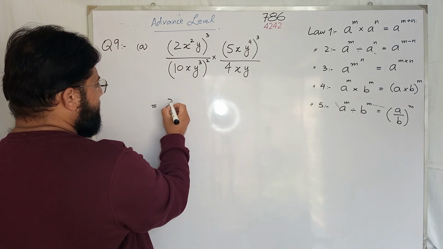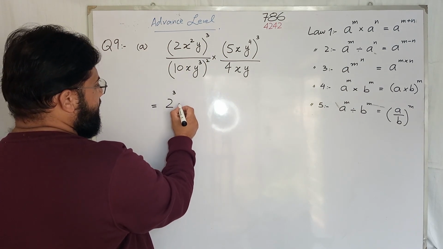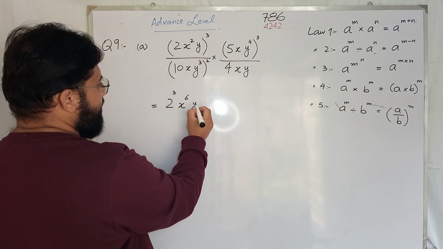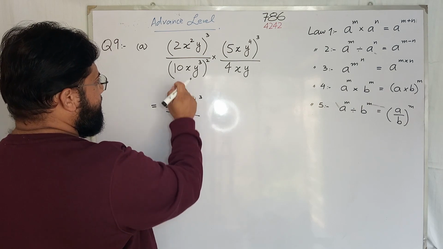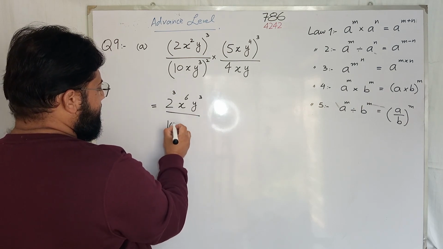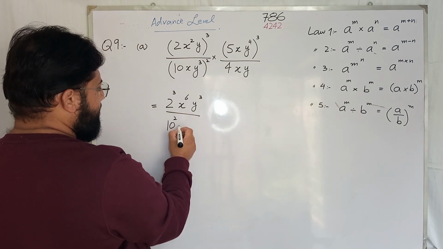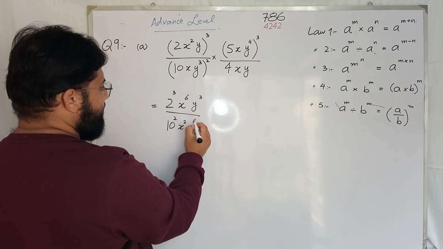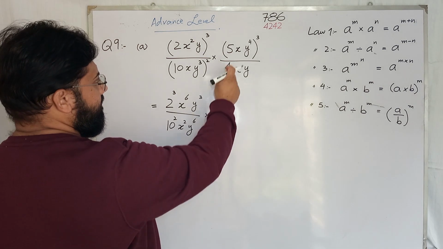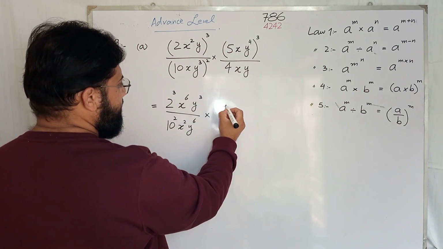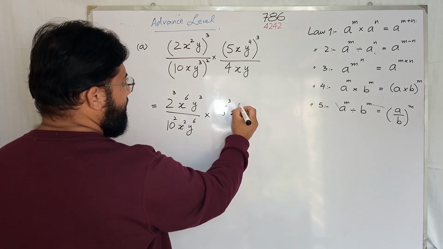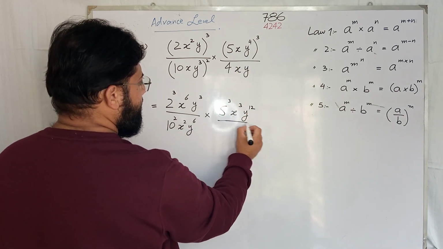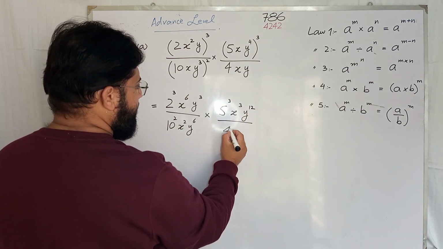2³ into x, 2 into 3, 6, y³ divided by 10², x², 3 into 2, 6, 5³, x³, y, 4 into 3, 12 divided by 4xy.